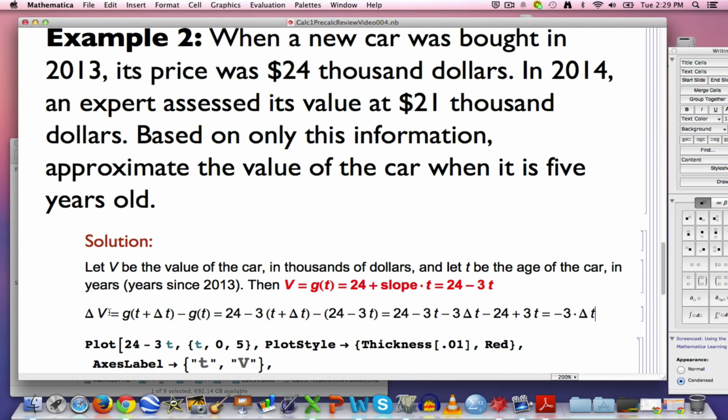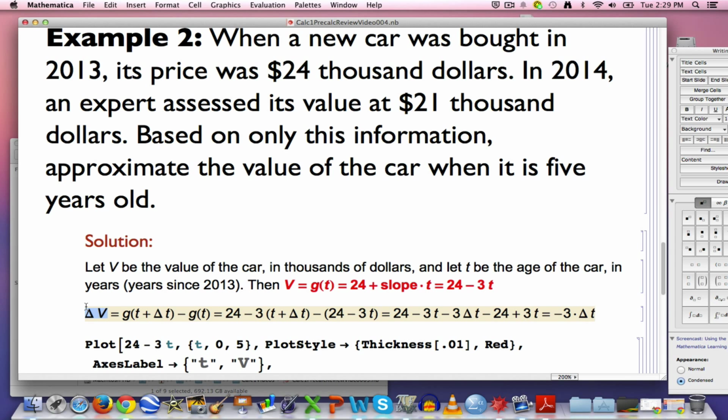There we have it. The same kind of thing is happening. The change in the dependent variable is proportional to the change in the independent variable. The constant of proportionality in this case is negative 3, which is the slope. It is the rate of change. The units here for the slope would be in thousands of dollars per year. So if you multiply that by the change in the number of years, the years would cancel, giving you a change in the value in thousands of dollars.